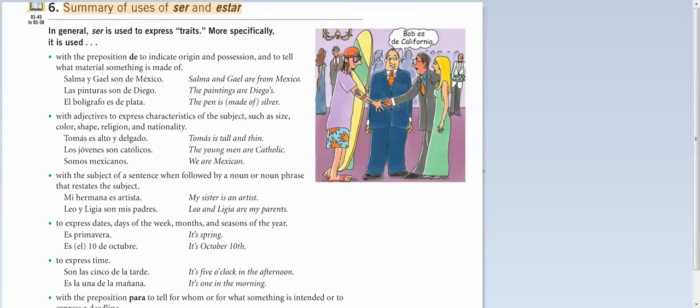Okay, so I'm going to go ahead and talk about ser and estar.